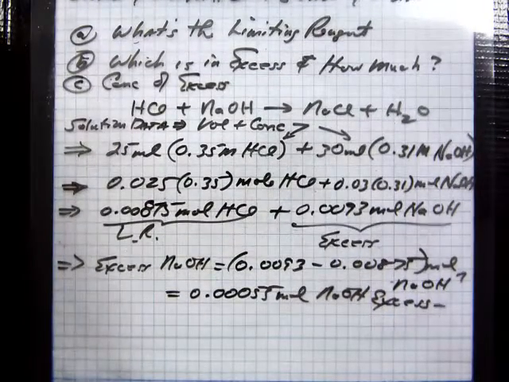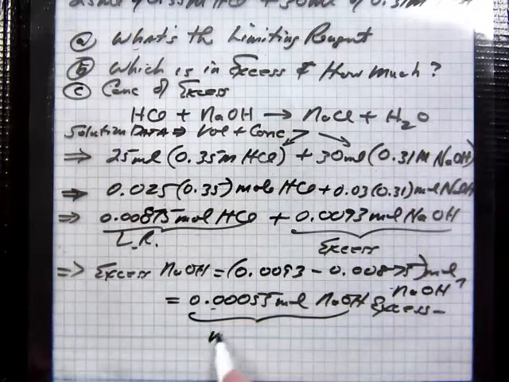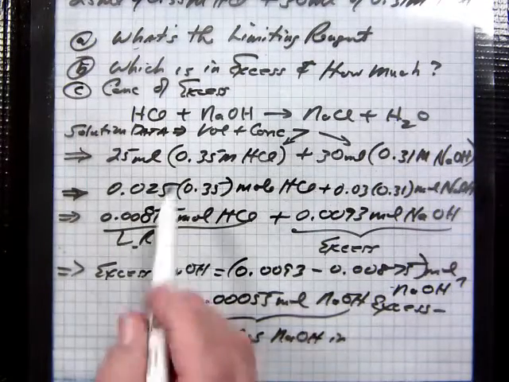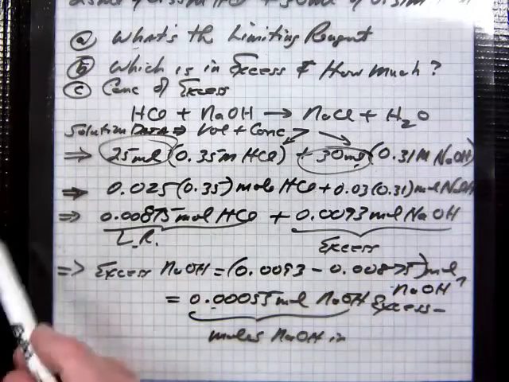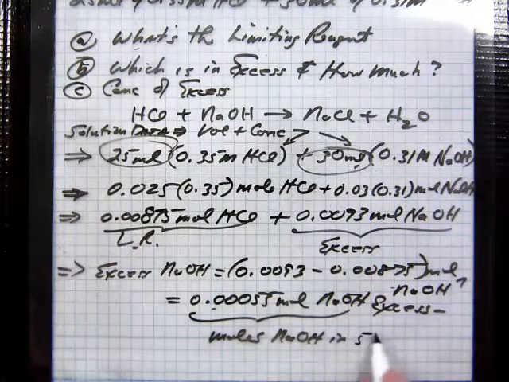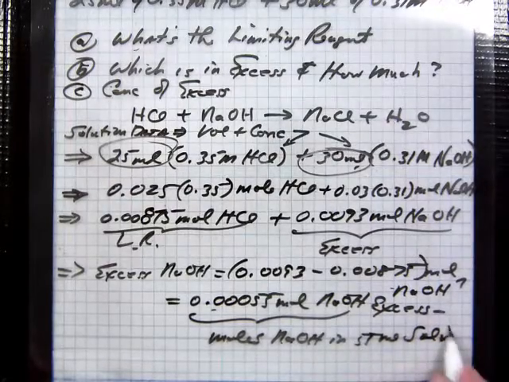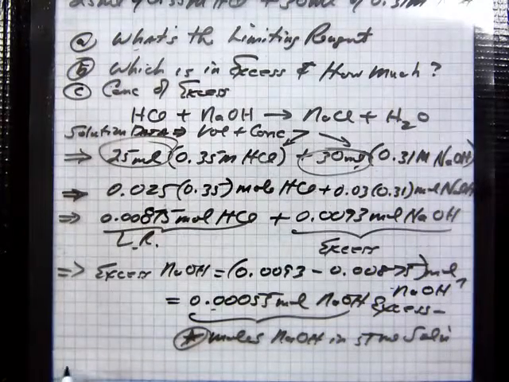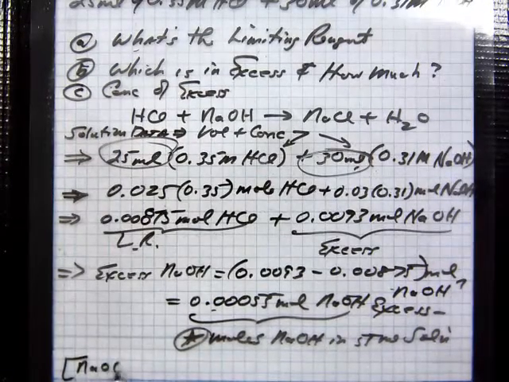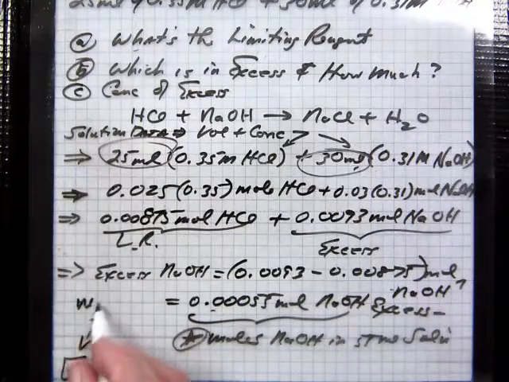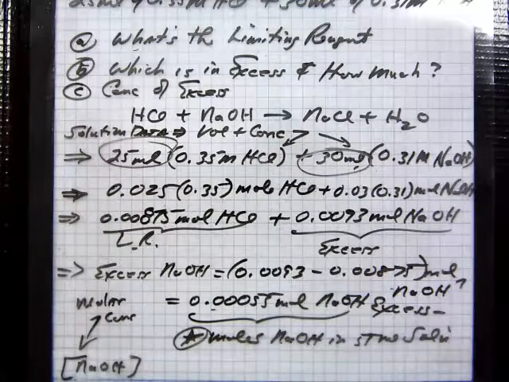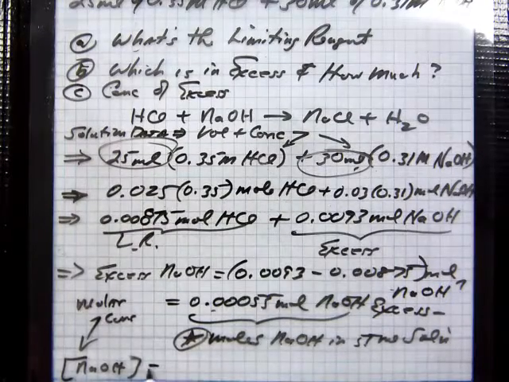That's a mole amount in solution. How much solution? Well, we mixed 25 and 30. That's 55 milliliters of new solution. So now the concentration, see the brackets, [NaOH], that means molar concentration. You'll see those brackets over and over and over. Means molar concentration.